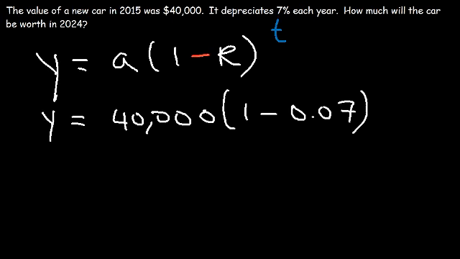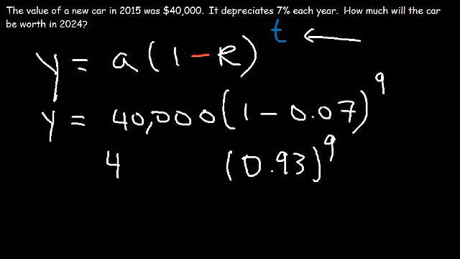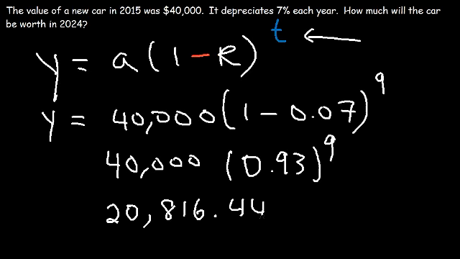And what is the value of t? So we know we need to subtract 2024 and 2015. That will give us a difference of 9 years. 1 minus 0.07 is 0.93. So let's type this in the calculator. So 40,000 times 0.93 raised to the 9th power should be about $20,816.44. So this is going to be the expected value of the car 9 years later.